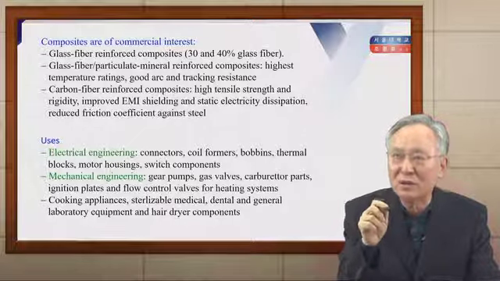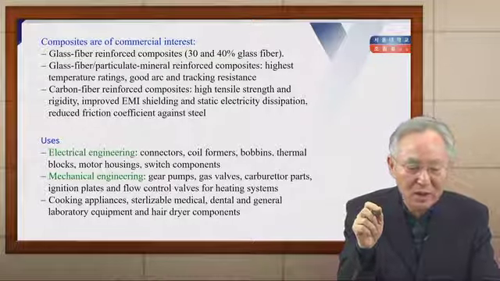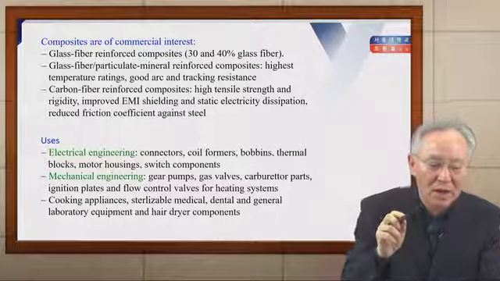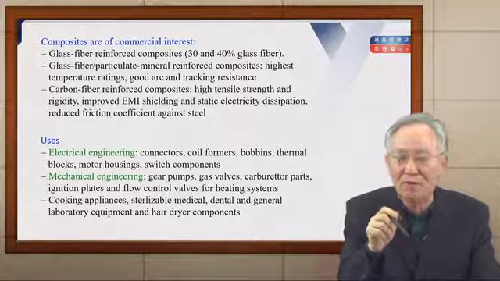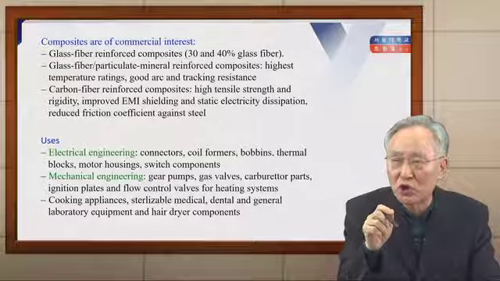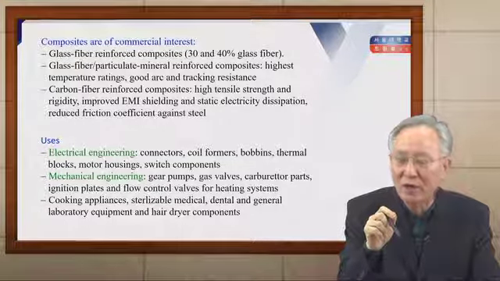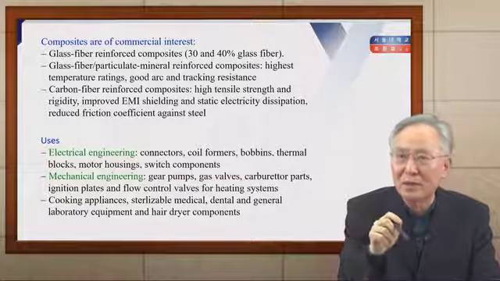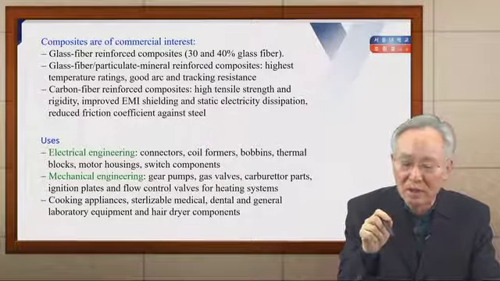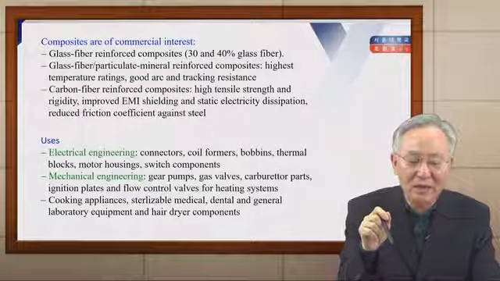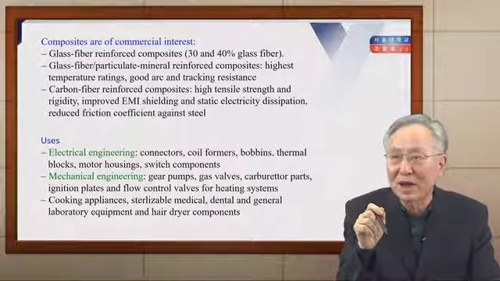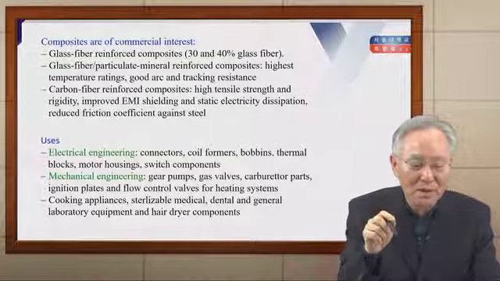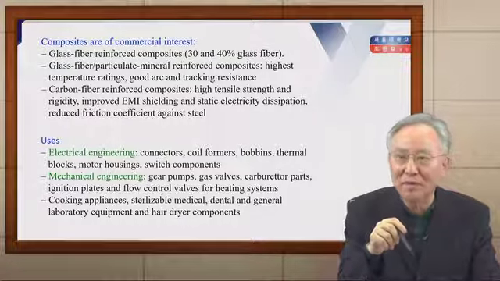Composites are really of commercial interest, and there are three types of composite. The first example is glass fiber reinforced plastics composite, in which 30 to 40% glass fibers are reinforced in PPS. Glass fibers, and particularly mineral reinforced composite, show the highest temperature ratings, good arc and tracking resistance. And third, the most important, is carbon fiber reinforced composite.